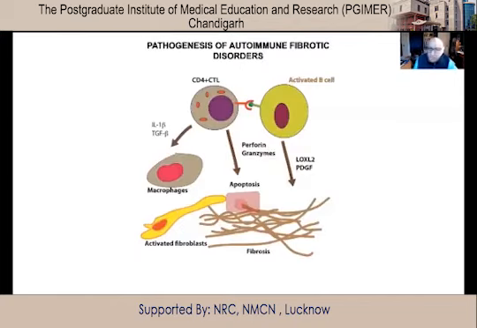Okay? So again, the big picture view, we come back to this. This is the pathogenesis of autoimmune fibrotic diseases. You have CD4 CTLs, you have activated B cells, they may work together, and you get cell death.